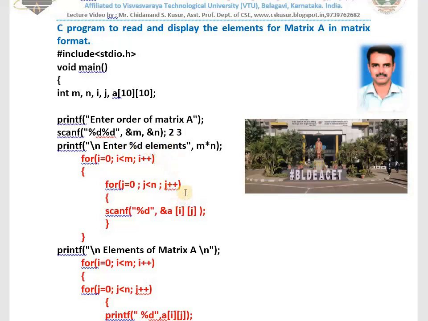I will explain it once again. The outer loop is for rows, M times. The inner loop is for N times, that is, columns. Is 0 less than the number of rows, which is 2? Yes. 1 less than 2, yes. The outer loop will give us 0 and 1. The inner loop works 3 times every time, because j is 0 for the first time.